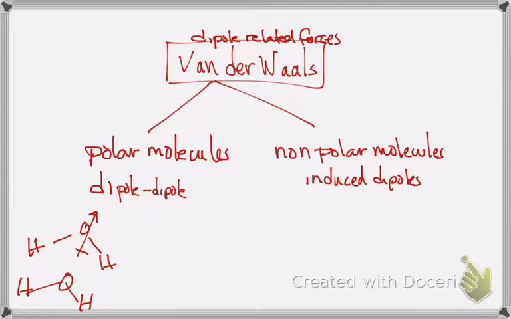But induced dipoles come from movement of electrons in the electron cloud. But those are all related to what we call van der Waals forces, forces of attraction. And then I'm going to draw my little nitrogen like this. It's actually triple bonded. Or Cl2, could be N2, doesn't matter.